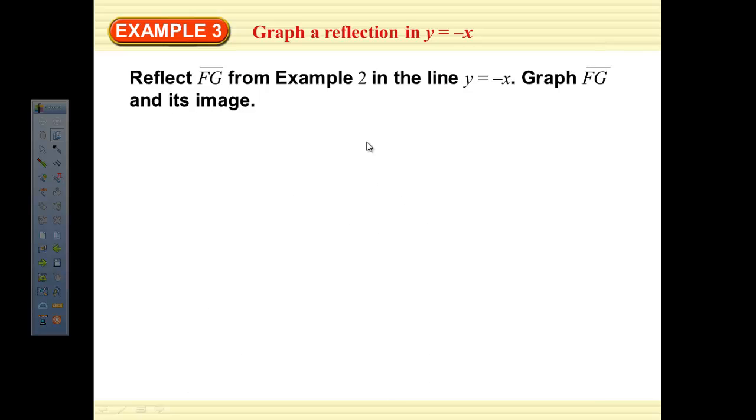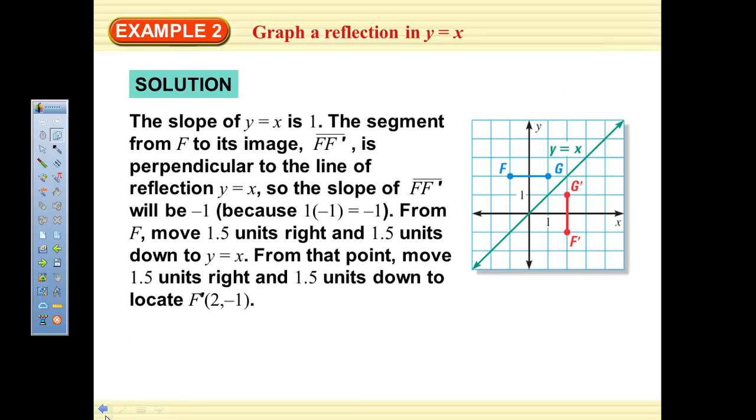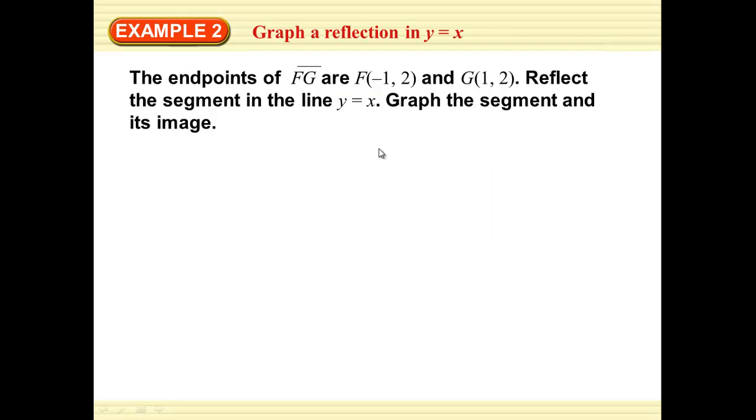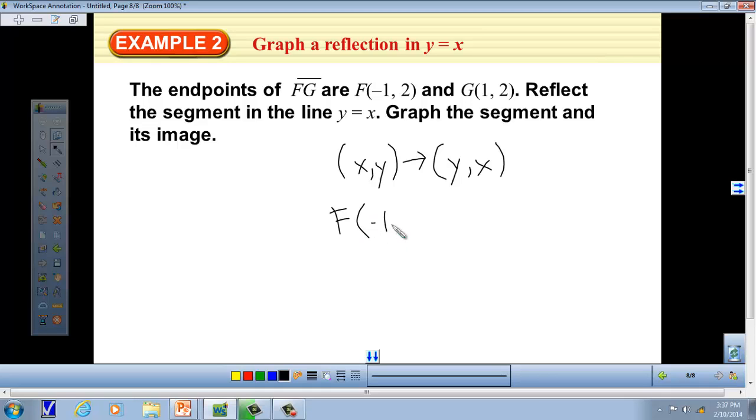Now we want to use this example for the line y equals negative x. I'm just going to show it to you this time, just to show you what it looks like, and we'll explain it. The coordinate rule for the other one, let me go back real quick. The coordinate rule for this one, by the way, would be x comma y becomes y comma x. So in other words, f, which was at negative 1, 2, becomes f prime, which was 2 comma negative 1.